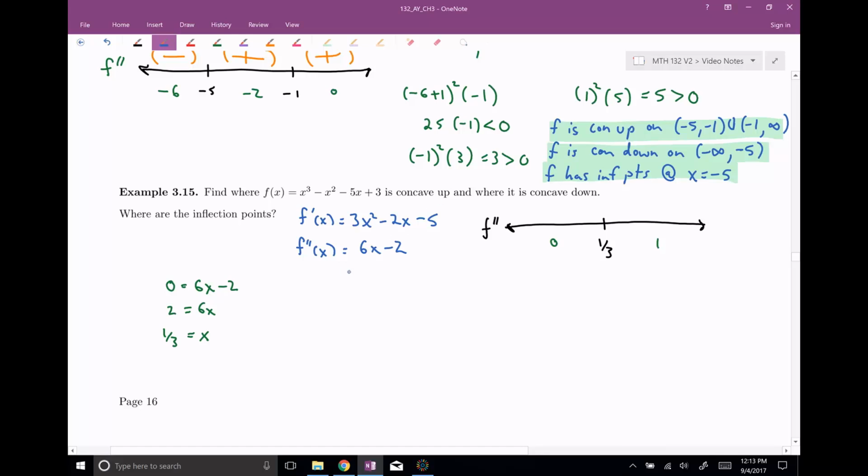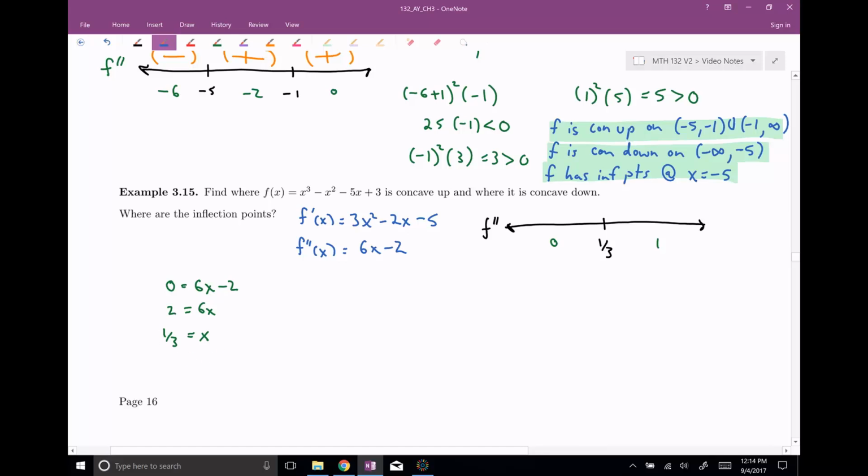So in order to figure out where this was positive and where it was negative, I tried to figure out when it was undefined or when it was equal to 0. Well, it's never undefined. There's no division, there's no square roots, anything like this. So it's equal to 0 when x is equal to 1/3. So hopefully you got to the same point as me.